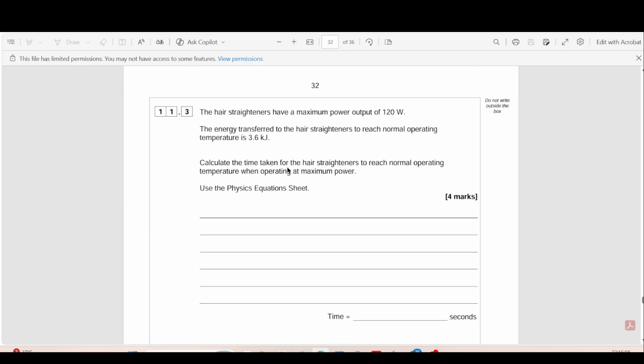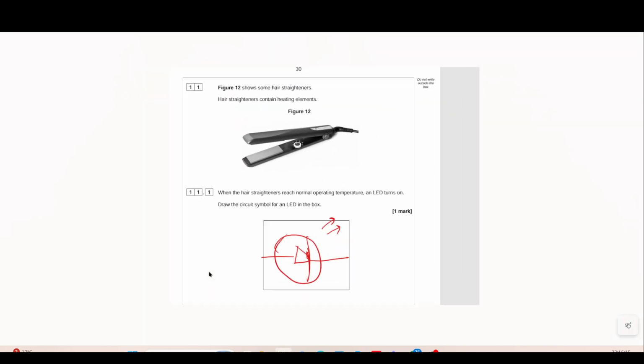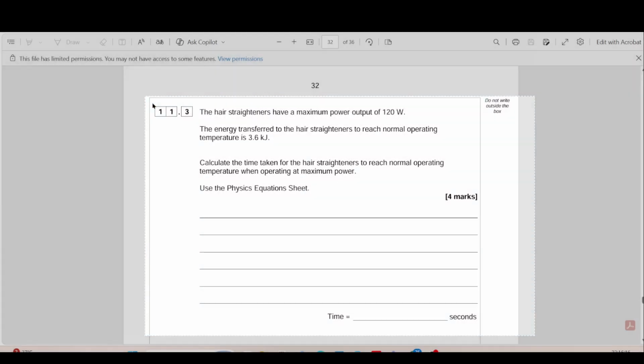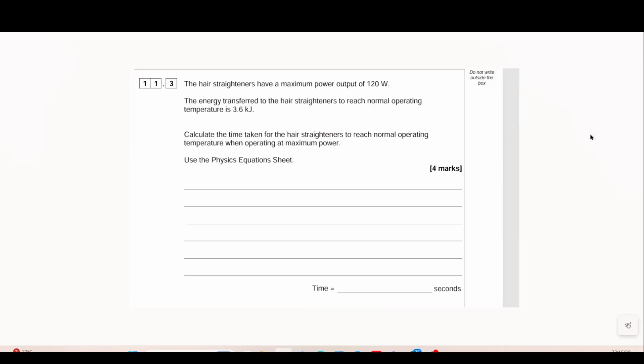The hair straighteners have a maximum power output of 120 watts. The energy transfer of the hair straighteners to reach normal operating temperature is 3.6 kilojoules. Calculate the time taken to reach normal operating temperature when operating at maximum power. So 3.6 kilojoules to joules: you just times it with 1,000. So 3,600 joules.